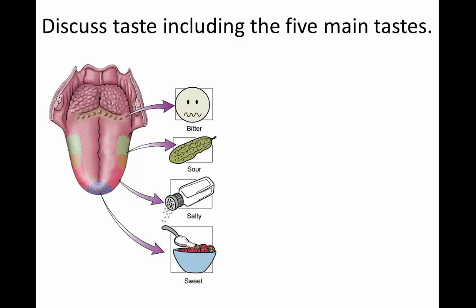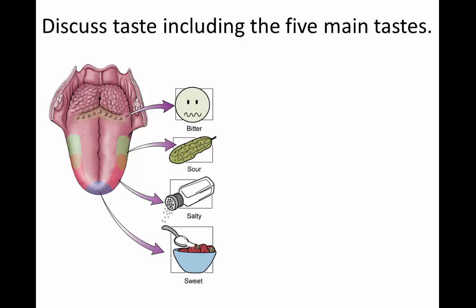Let's now discuss tastes, including the 5 main tastes. Here we have an image of the tongue. And as you can see here, there are different regions of the tongue that respond to different tastes. There are only 4 listed here because that's all the textbook gets into, and this image is from the textbook.